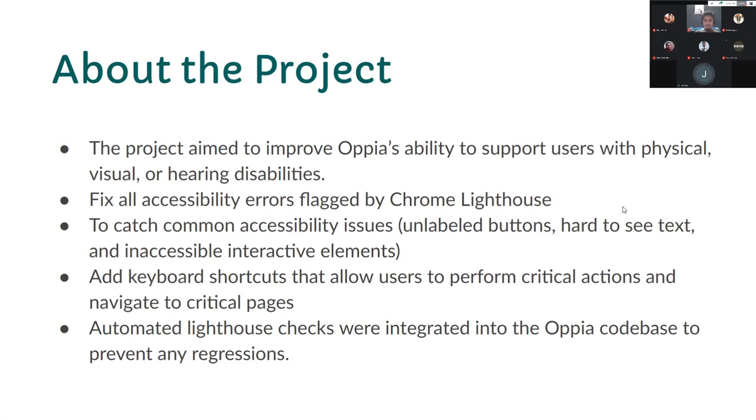So these are the tasks that the project has done. The project aimed to improve Oppia's ability to support users with physical, visual, or hearing disabilities. And I fixed all accessibility errors that were flagged by Chrome Lighthouse. Chrome Lighthouse flags common accessibility issues such as unlabeled buttons, hard to see text, and inaccessible interactive elements.